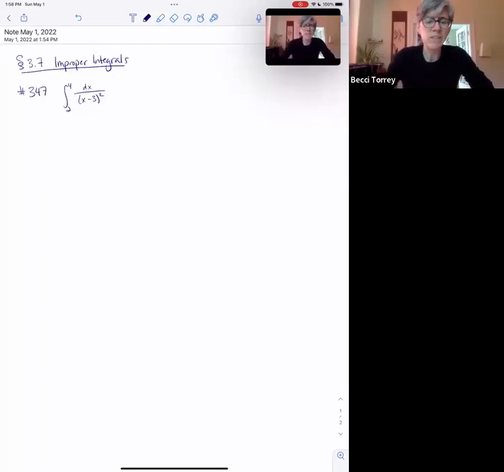Hello, Math 10B students. I'm going to go over a worked example from section 3.7, which is improper integrals. This is number 347 in our textbook, the Strang book, and it says: the integral from 2 to 4 of dx over (x minus 3) squared.